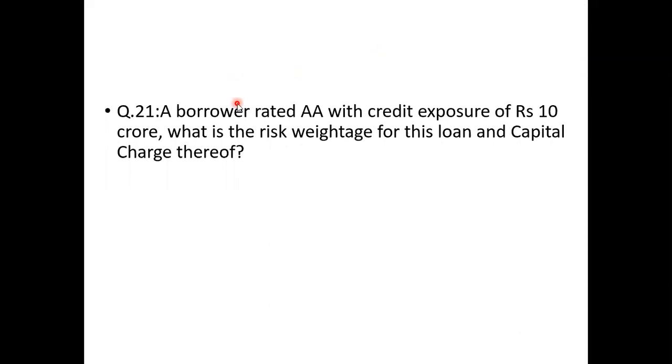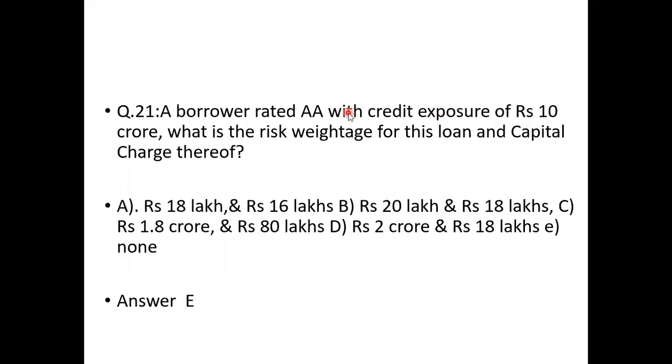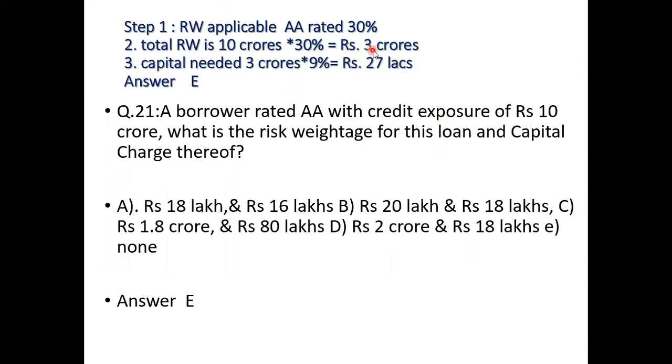Now you see, your borrower rated AA, loan 10 crore. What is the risk weight? What is the capital charge? This is the question they will ask. AA means 30%. So the 10 crore will become what? 3 crore. Though you have given 10 crore, 3 crore of the loan may become bad. That's the meaning: 30% means 30% of the loan may become a bad account.